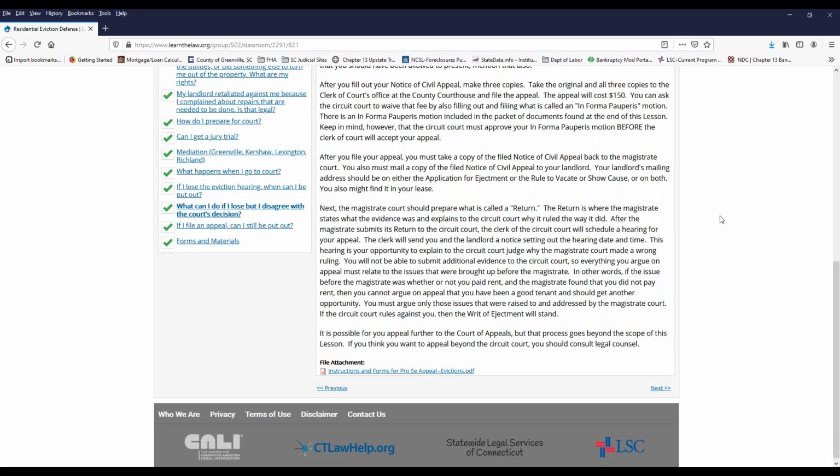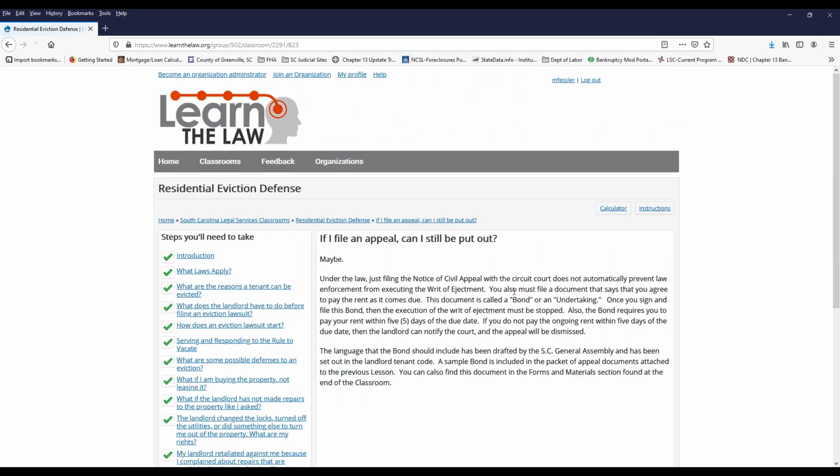The return is where the magistrate court explains what happened at the trial and why the magistrate or the jury ruled the way it did. And that's the record that the circuit court will review to determine whether the magistrate's decision was proper or not. And we have some forms linked down here with some instructions for filing a pro se appeal that will be linked at the end of that lesson.